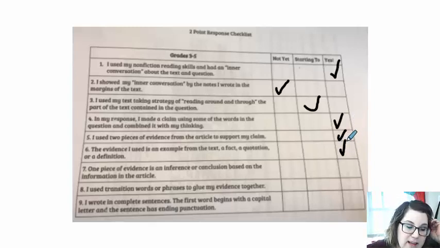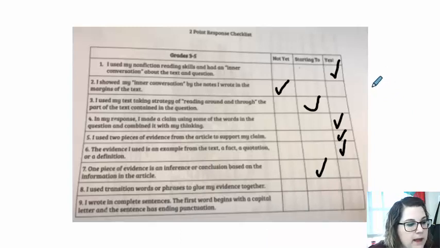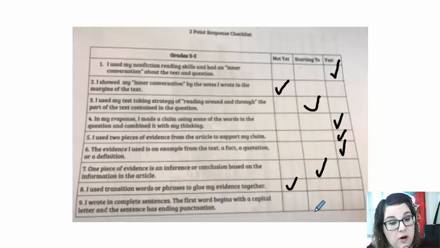One piece of evidence is an inference or conclusion based on the information of the article. I'm going to say starting to. My second piece of evidence did talk about how it's a challenge and it's a risk. I think I can do a little bit better next time, though. I used transition words or phrases to glue my evidence together. No, I didn't do that. So I need to go in and add some transitions. I wrote in complete sentences, the first word begins with a capital letter, and it ends with punctuation. Yes, I did that.